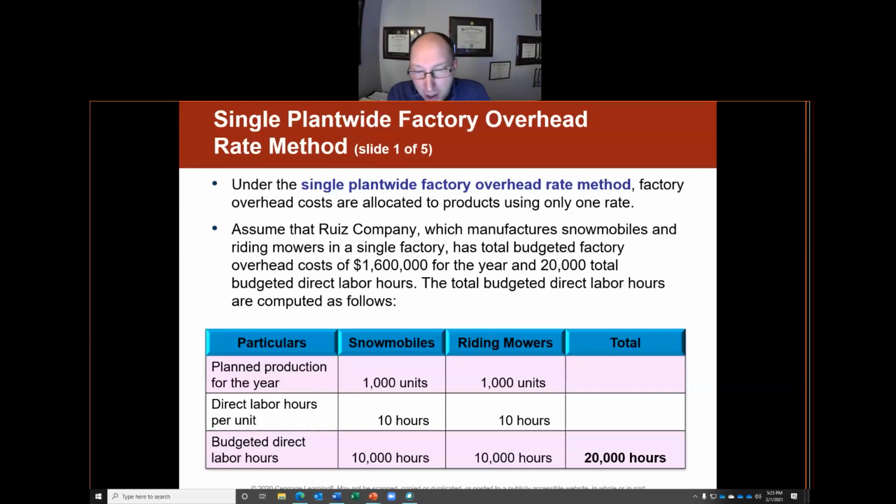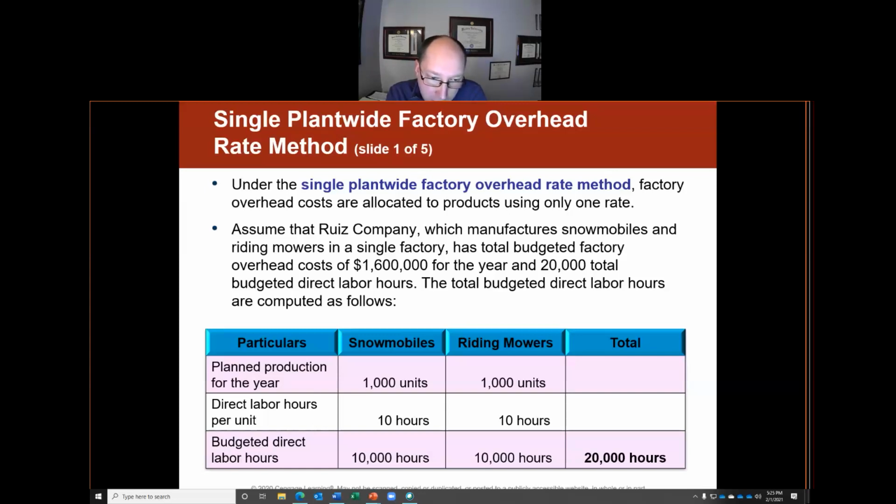Planned production for the year. The company plans to manufacture 1,000 snowmobiles and 1,000 riding lawnmowers. The company has estimated that it'll take 10 hours of labor to produce one single unit. Okay, so that's 10 hours to make one snowmobile, 10 hours to make one riding lawnmower. So therefore, the company has budgeted 10,000 labor hours total for each product that they sell. So 10,000 hours to create 1,000 snowmobiles, 10,000 hours to create 1,000 riding lawnmowers.